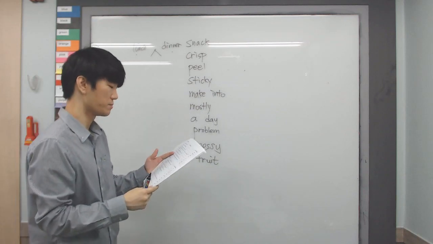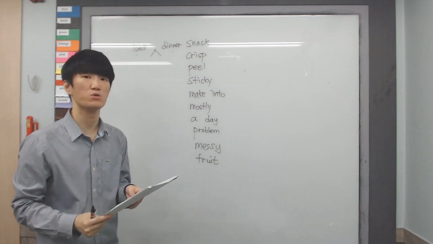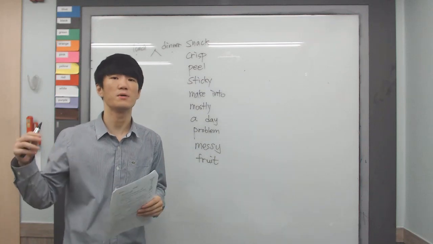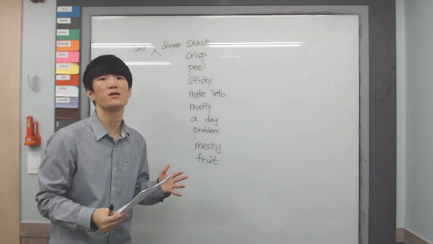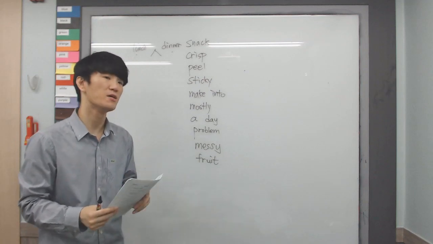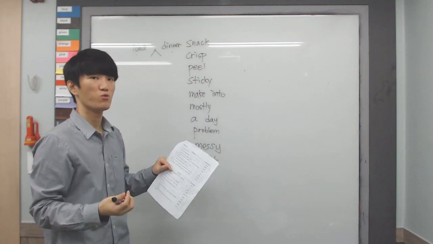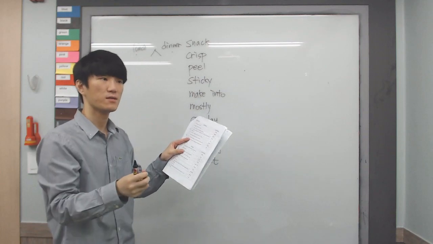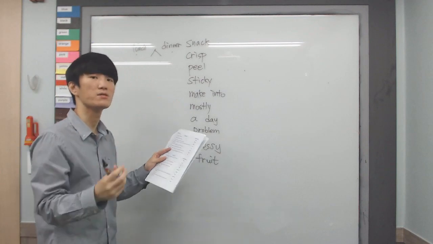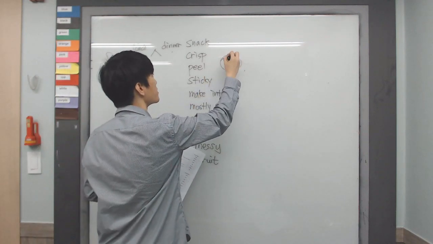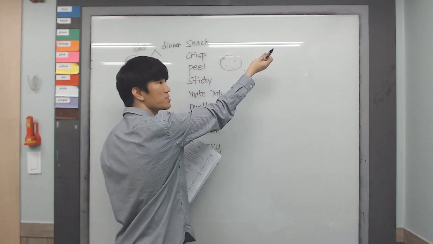And number 3, peel. So definition is to take off the skin of fruit or vegetables. So think about the orange. When you buy an orange at the market, can you eat this right away? No, because we have to peel it. We have to take off the skin of the orange first, then we can eat. Right? So that is peel. Peel. Like this. We can take off the skin. Take off the skin.